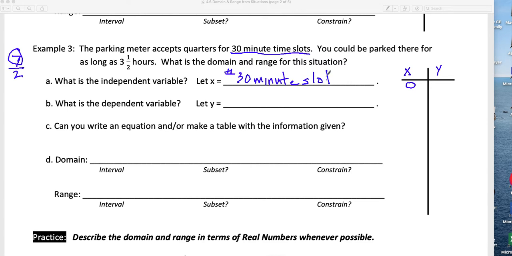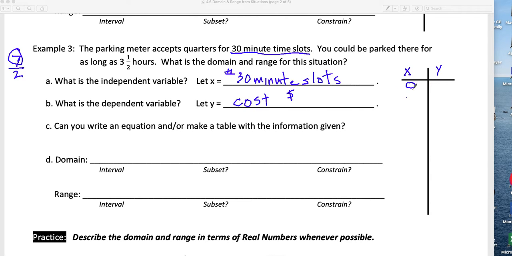And what I'm going to do is I'm going to feed quarters into this. And I don't want to say number of quarters. I want to know how much I'm going to put in there. So I'm going to put, let's call it just the cost of parking. I'm not going to say in quarters, and it's in dollars.